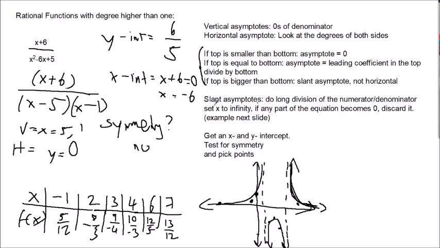It's quite confusing. For the slant asymptote, I'll give you an example. You do the long division of the numerator polynomial and the denominator polynomial. You set x approaching infinity, and if any part of the equation becomes 0, you discard it. So you probably didn't get that, so the example is on the next slide.